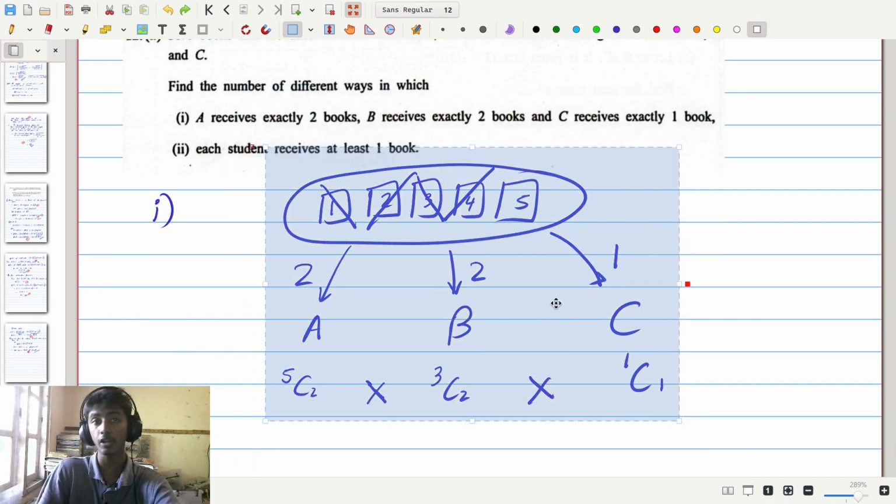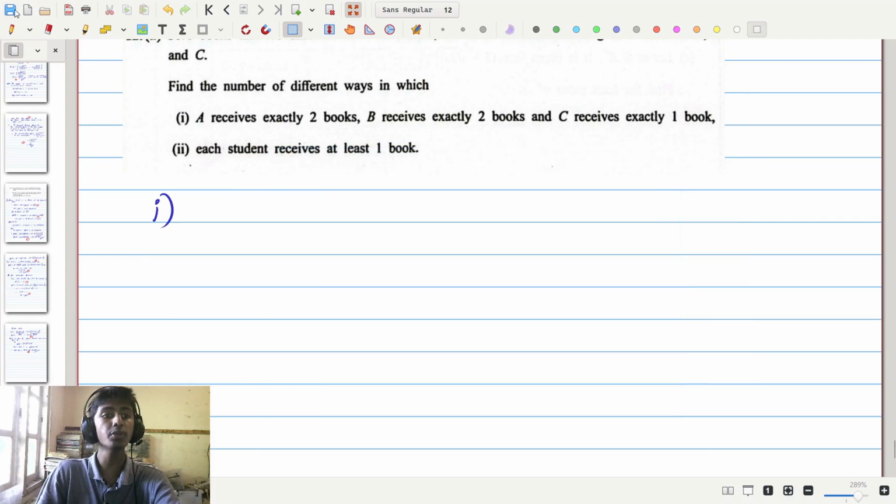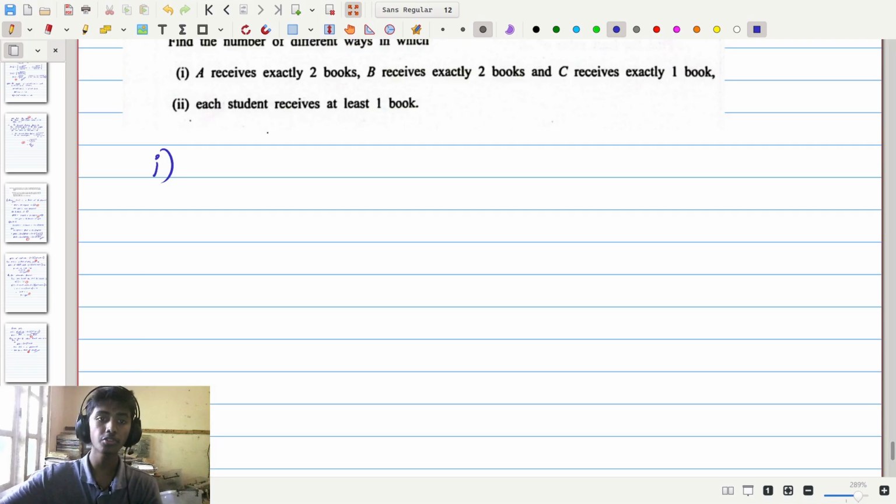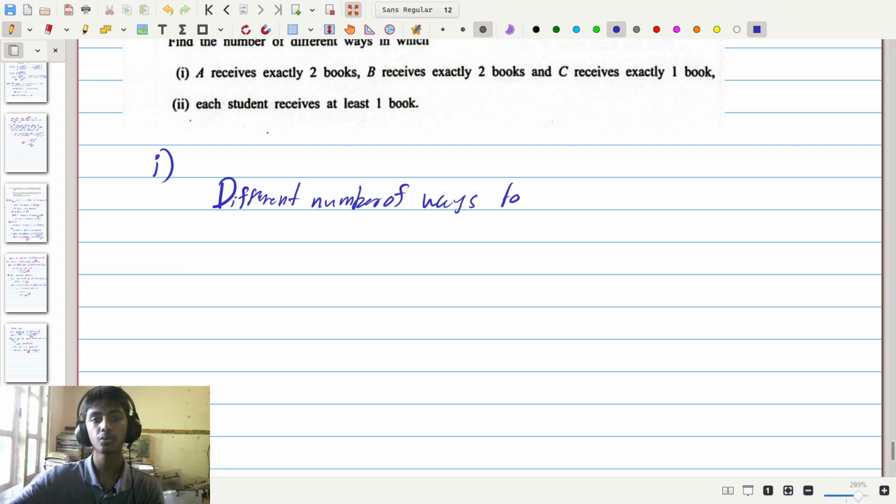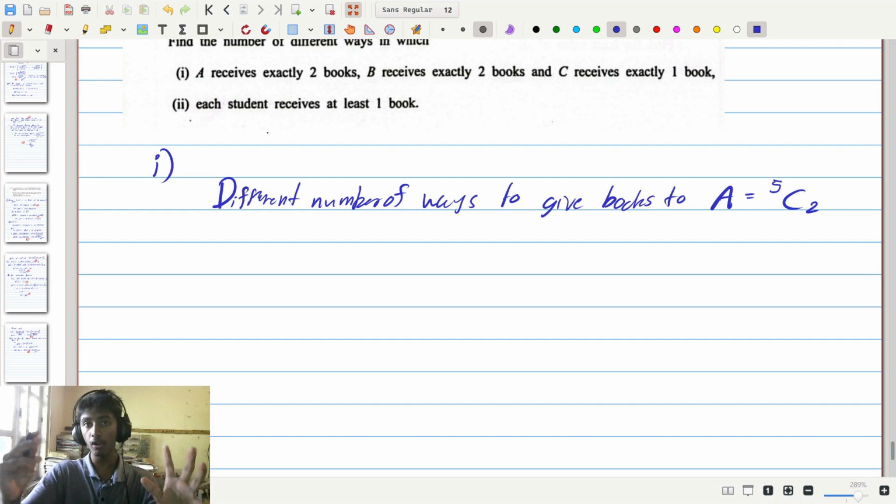This is just a diagram to help illustrate what's happening. We need to instead write this in either sentences or using some kind of logic. So in my case, I'm going to write it with sentences. I'm going to say the different number of ways to give books to A is equal to 5 choose 2, since we need to choose 2 of the 5 total books in our pool to give to A.